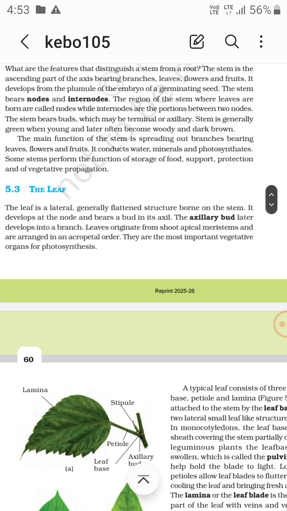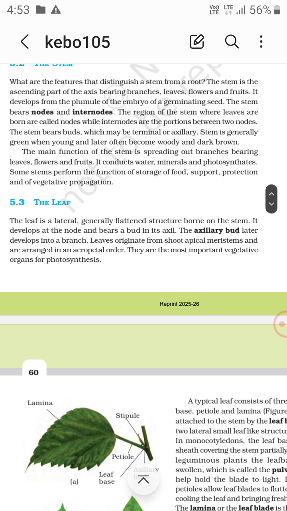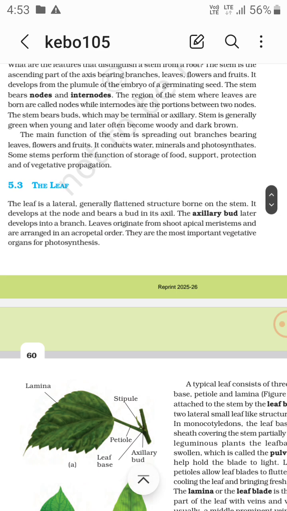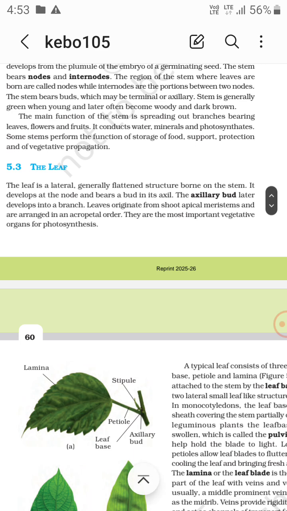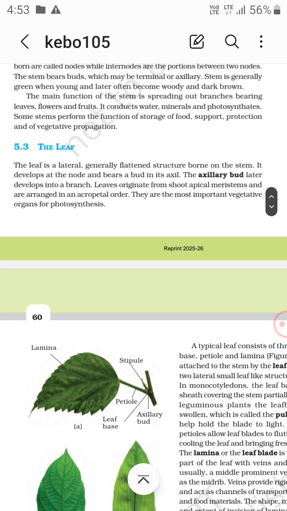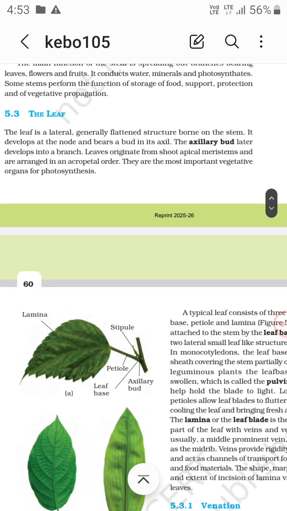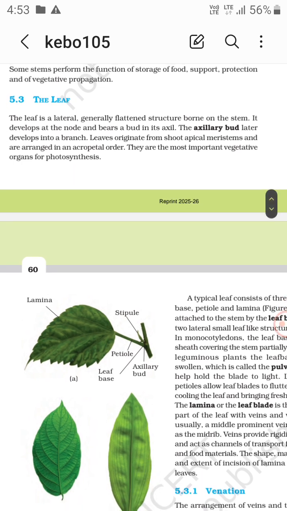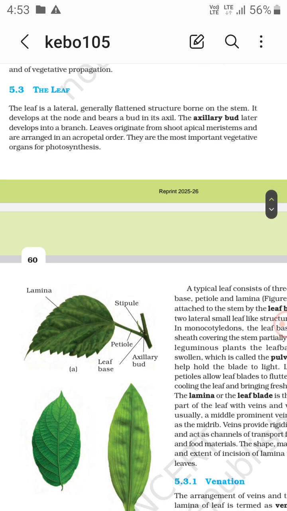Now the stem bears buds, which may be terminal and axillary. The stem is generally green when young, but later often becomes woody and dark brown. The main function of the stem is spreading out branches bearing leaves, flowers, and fruits. Now the leaf. It is a lateral, generally flattened structure borne on the stem. It has a node that bears a bud in its axil. The axillary bud later develops into a branch.